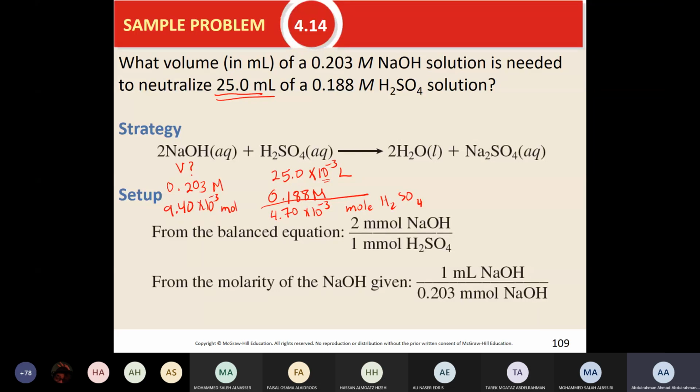If the molarity is 0.203, what's the volume? The mole over the molarity. Exactly, mole over molarity. It will be 0.0463. 0.0463. Exactly.